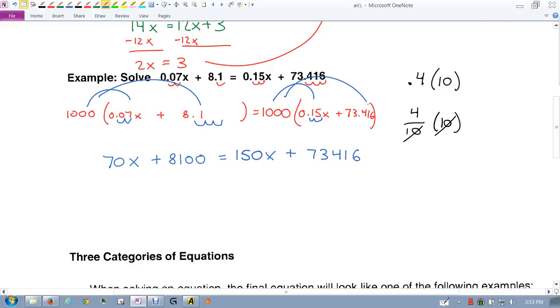So, are you feeling like you want to always put x on the left, or do you feel comfortable doing it on the right? What do you want to do? You don't like negative x's. So since you have 70 x's here and 150 x's here, it'd be best to leave it on the right. So subtract 70x on both sides.